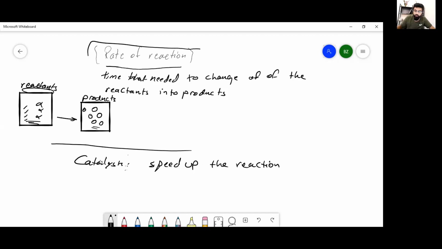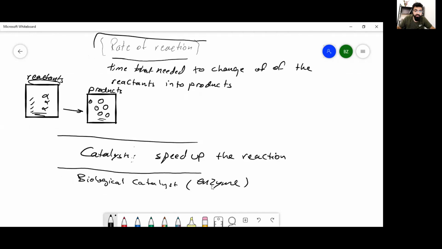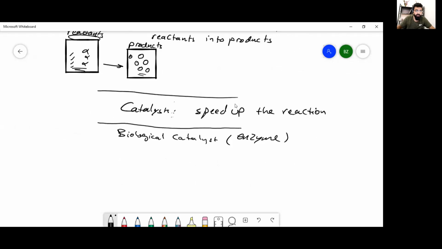Okay, now in biology, in living cells, we have a biological catalyst. This biological catalyst is called an enzyme. The cell makes this biological catalyst to speed up the reactions in the cell. By the way, let's take some features of all enzymes.